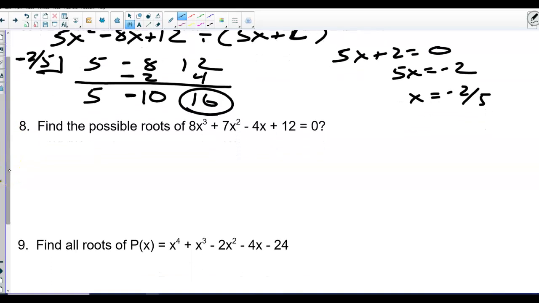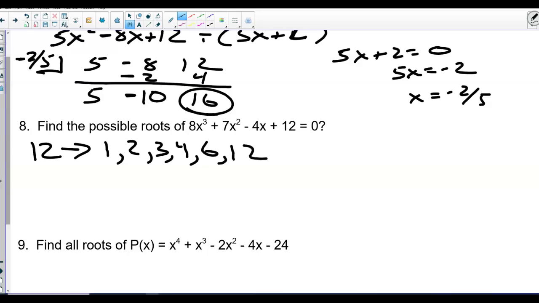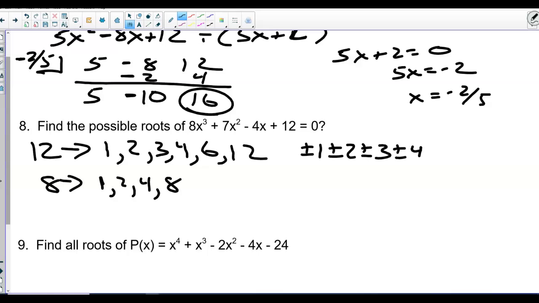Possible roots, if you recall, it's the factors of the constant over the factors of the leading coefficient. They're just asking for the possible ones. They're not asking for the actual answers here. So in this case, it's plus or minus 1, plus or minus 2, plus or minus 3, plus or minus 4, plus or minus 6, plus or minus 12. That's every single factor of 12 over 1. Now I put every factor over 2. Plus or minus 1/2. You don't need to put repeats.